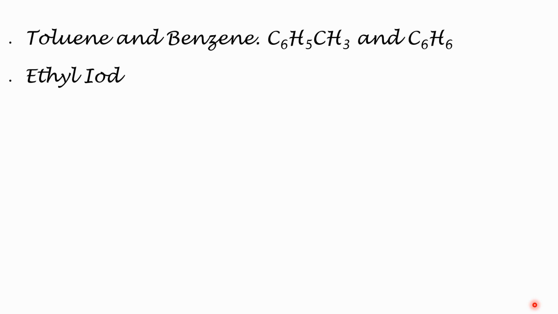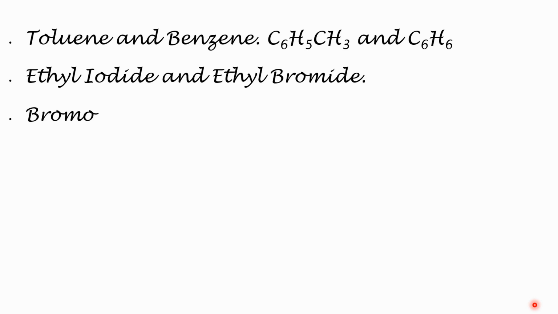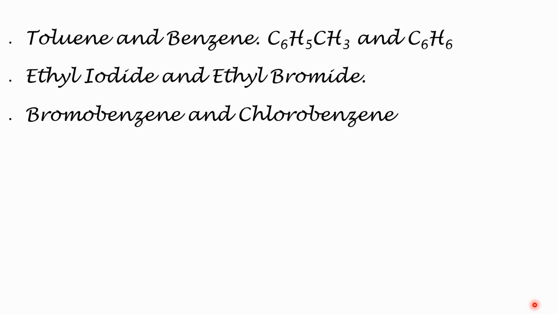Second example is ethyl iodide and ethyl bromide. The two liquids differ in iodide and bromide only. The ethyl part remains the same. Then you have bromobenzene and chlorobenzene. These two are substituted benzenes. One is substituted with the bromo group and the second is substituted by the chloro group. They are again structurally similar, having the same suffix or prefix.